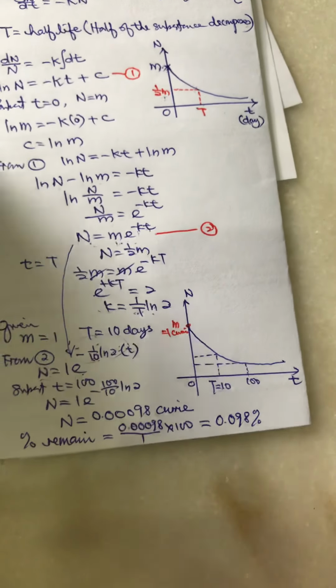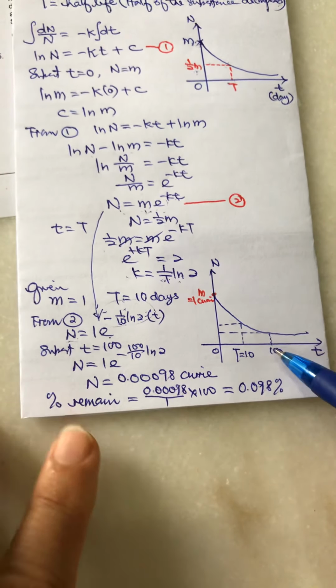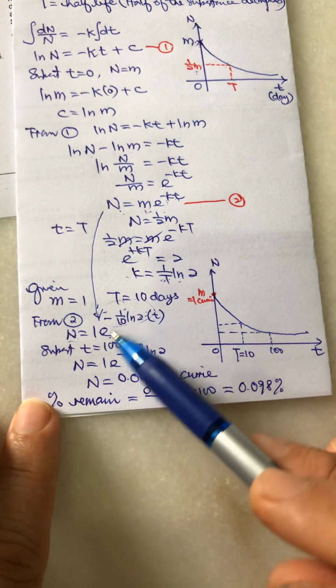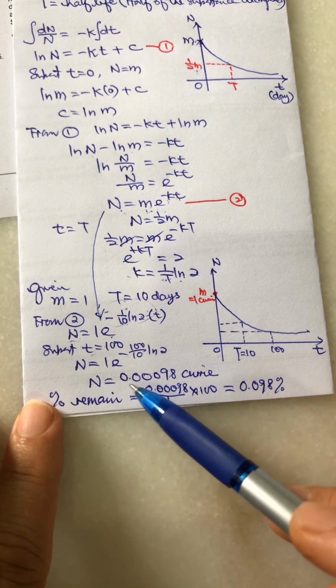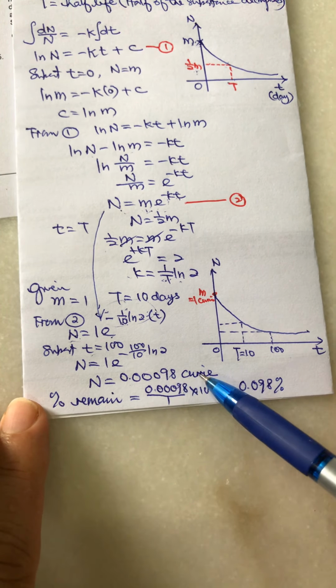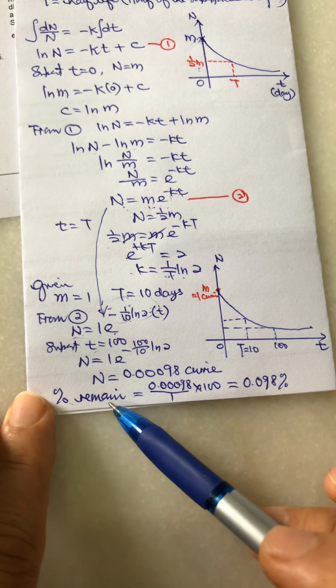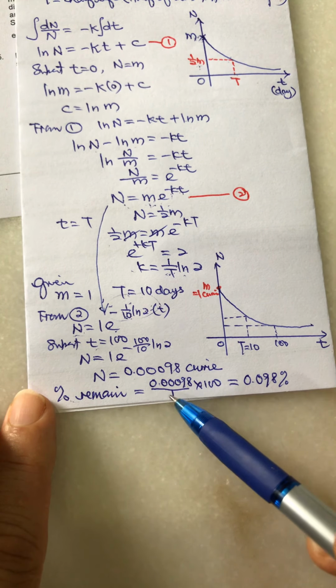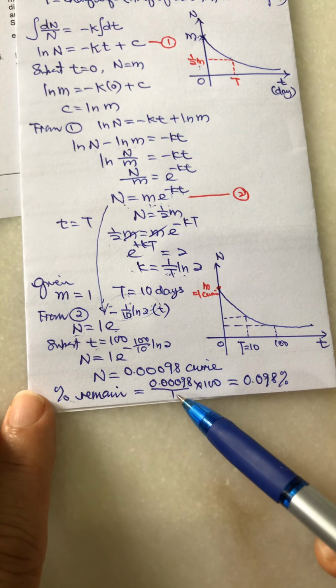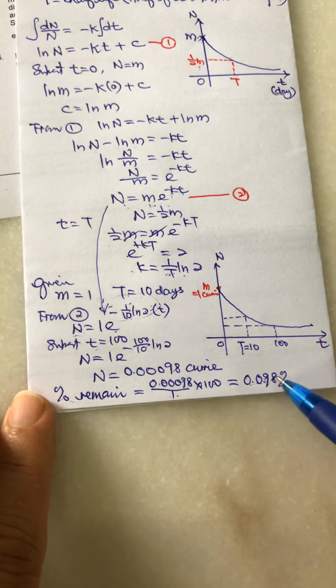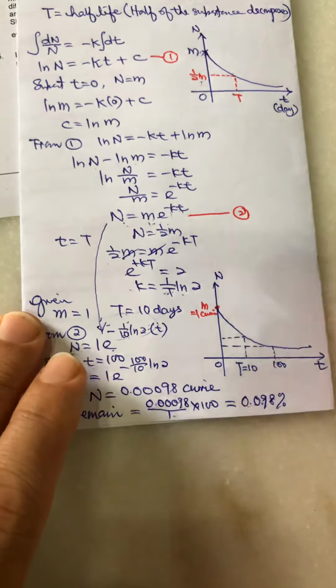Now we want to find the percentage of the radioactive substance remaining after 100 days. After 100 days, we just substitute t equal to 100. When I substitute t equal to 100, I get so many curie. So how many percent remain? 0.00198 divided by 1 times 100, because the beginning one is 1 curie. Then I get 0.098 remaining percentage.